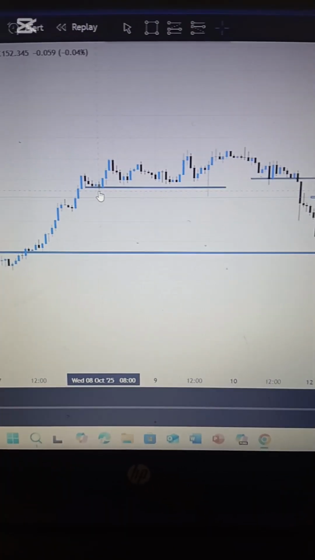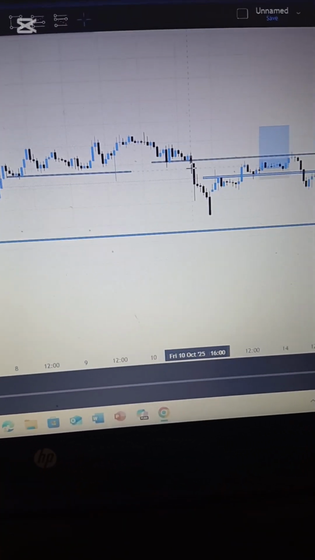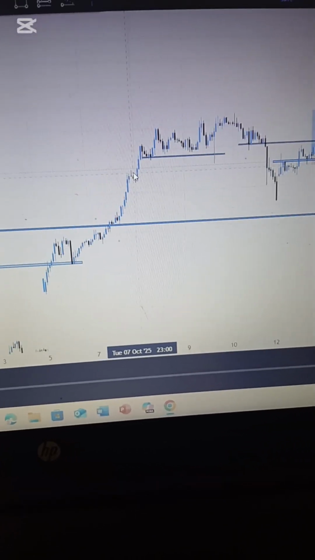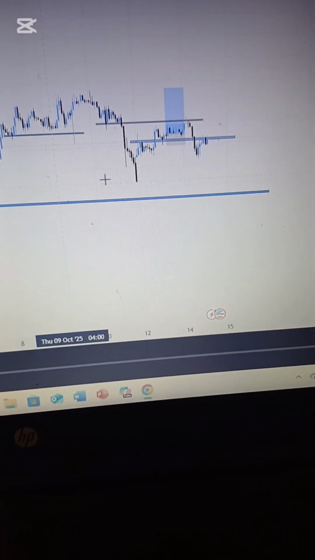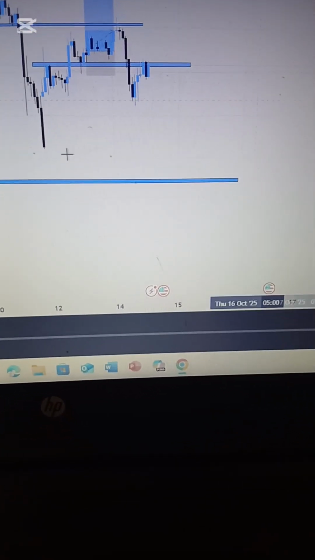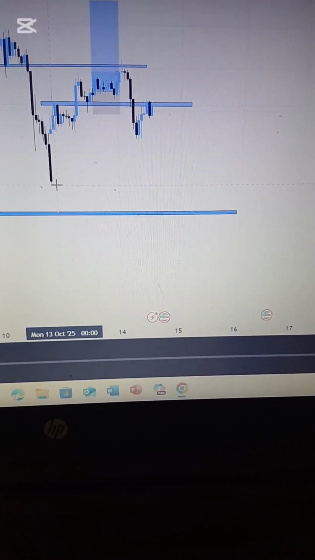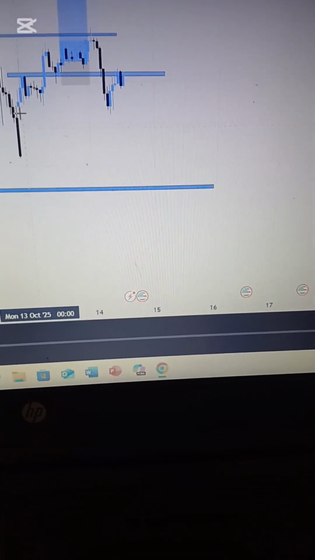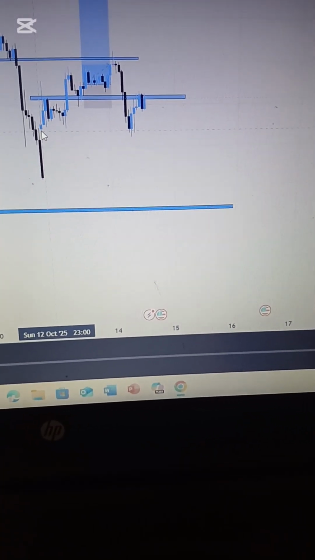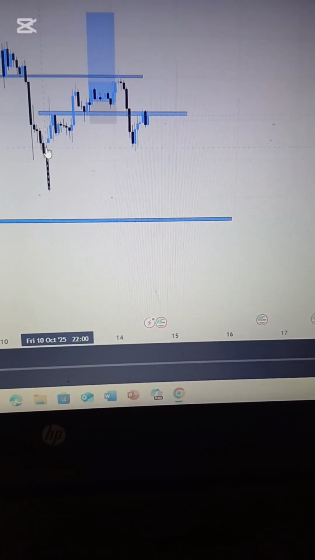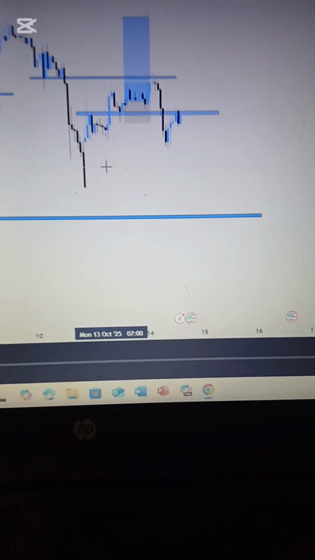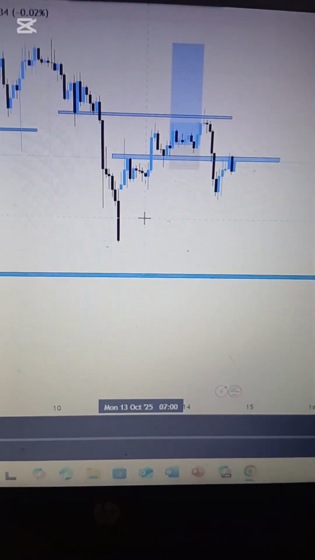So here's what happened. I marked out these areas here. Last week price closed at this level, very bearish. So when it opened yesterday, today is Tuesday, it opened up here. So I thought maybe price is now completely reversing, because on the H4, I'll show you shortly, the price is bullish.